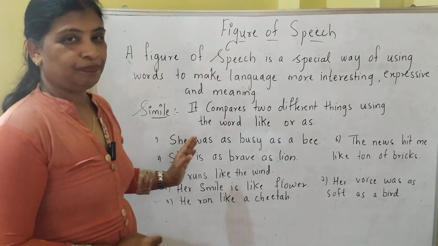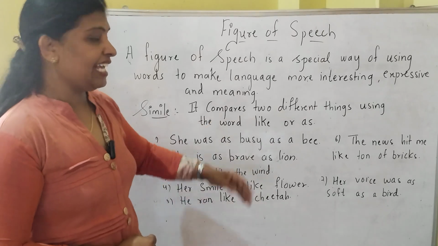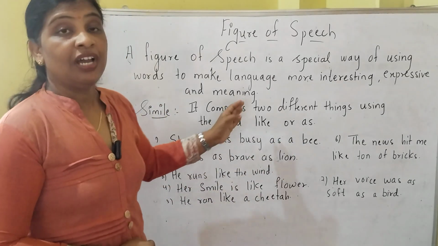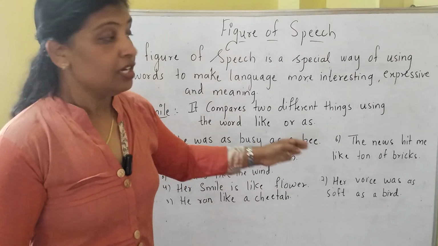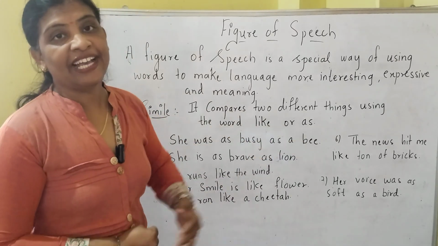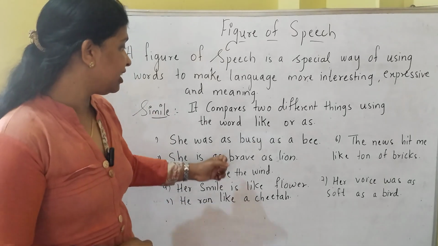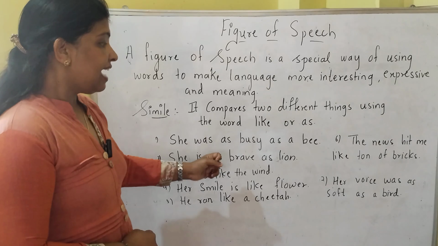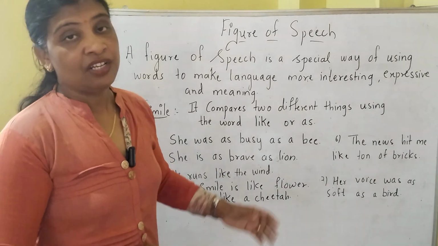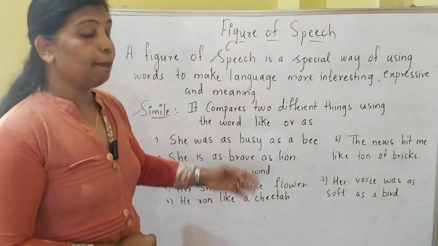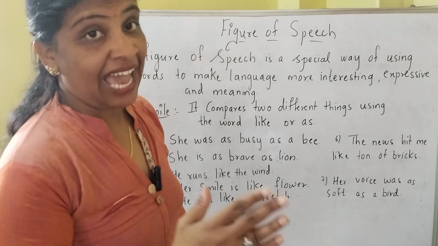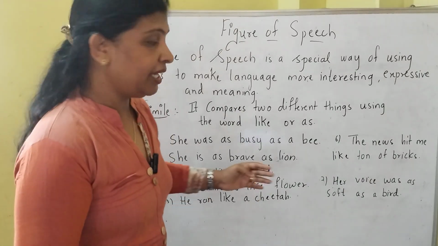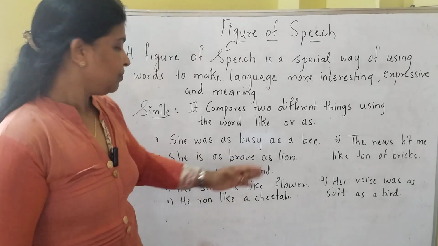So here she, a girl, has been compared with a bee. How is she? She was as busy as a bee. So two different things have been compared by using as and as. Next sentence: she is as brave as a lion. So the girl is compared with the lion, that she is as brave as a lion, means she is like a lion, by using the words as and as.